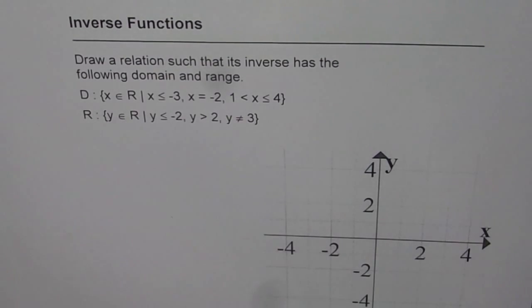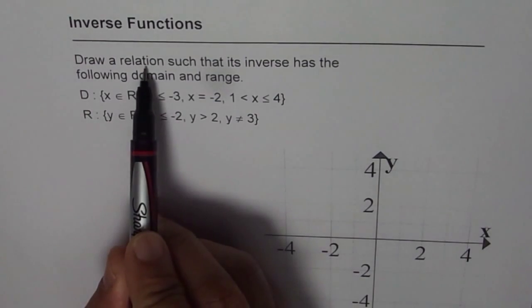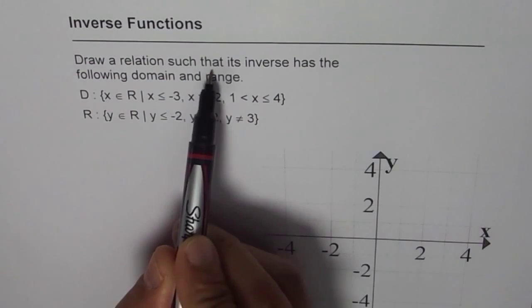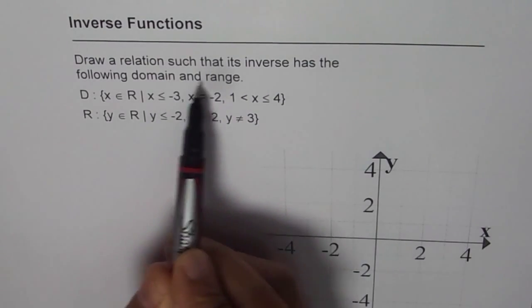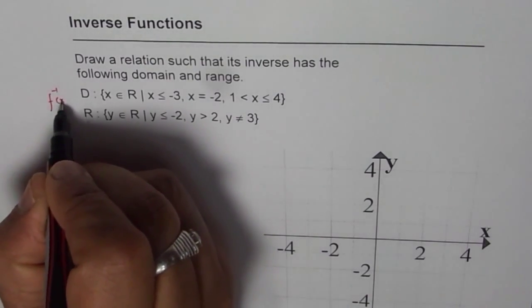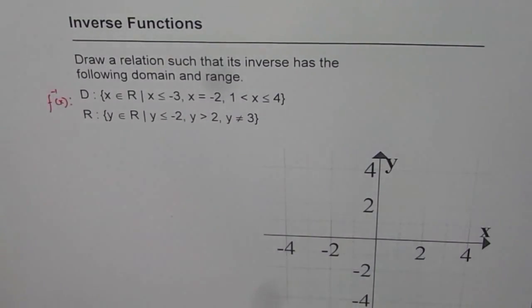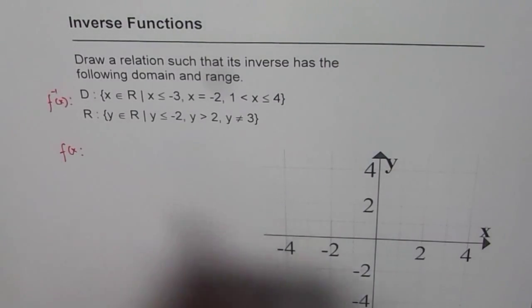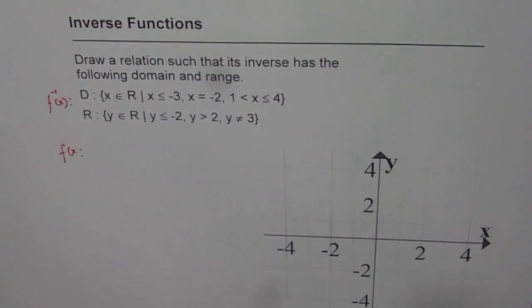So I'd like you to pause the video, answer the question, and then look into my suggestion. Now let's try to understand this question. It says draw a relation, so it is not necessarily a function, such that its inverse has the following domain and range. So what we are given here is the domain and range of the inverse function, correct? So when we have to draw the function, it's a good idea to write down the domain and range of the function, correct? So let's first write down the domain and range for the function.